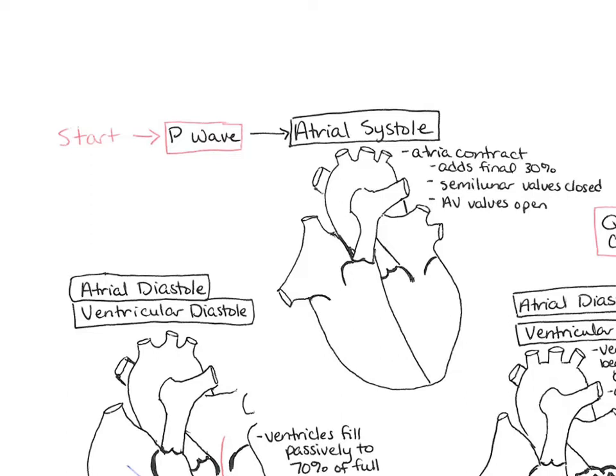So this is where we're going to start right here. We have the SA node that reaches threshold, and we get that P wave, right? And as soon as we get the P wave, shortly after, we're going to have atrial systole. So that name tells you that the atria are contracting. That's what that means. Atria are contracting, atrial systole.